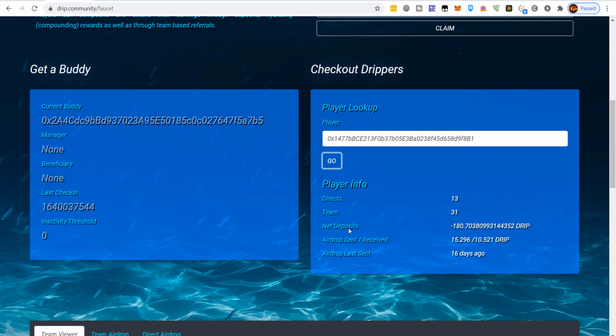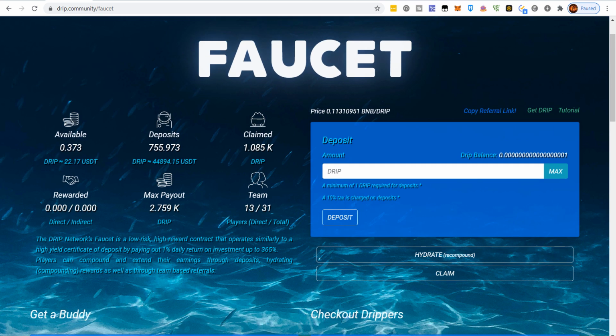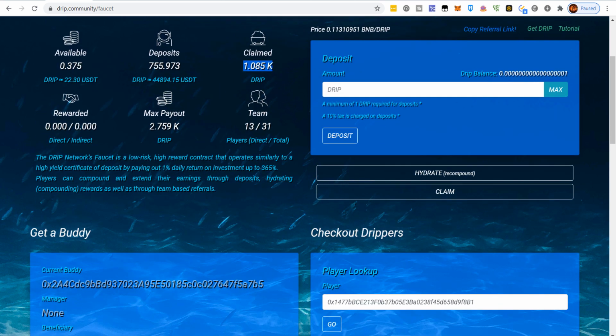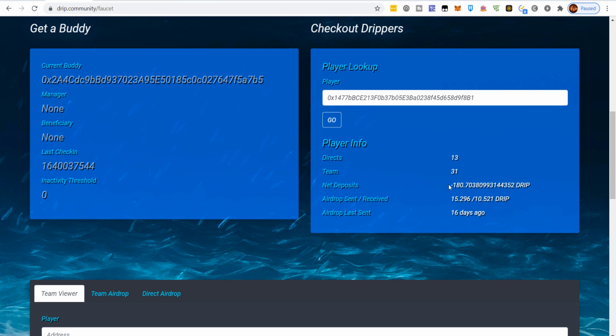Because I've pulled out, it limits how much you can pull out of the system. You have to have net positive deposits. So I pulled out 180 more drip than I put in over here, and so I'm not able to earn from referrals. Now, right now, if I didn't put anything else in and just withdrew, I can withdraw 2,759 drip tokens. But I'm not able to earn from any referrals if I've withdrawn too much out of the system, and it lets you know right here. So this number has to stay positive for me to be able to earn from referrals. Again, this prevents someone with a YouTube channel like me from pulling out way too much.